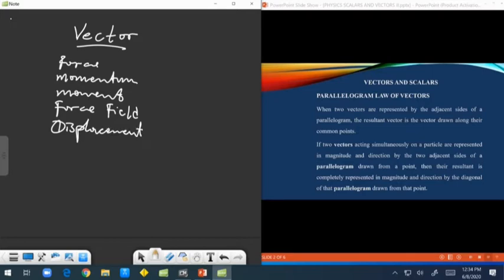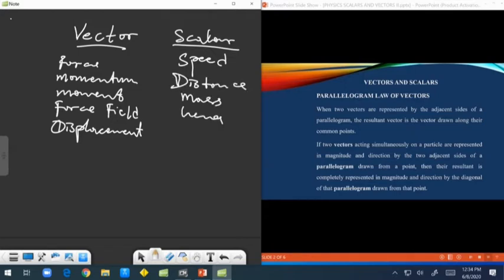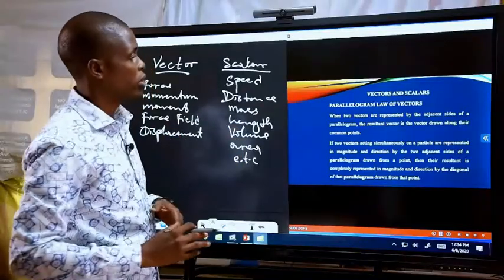Then we also have the other one which we call the scalar quantity. A scalar quantity is a quantity that has only magnitude but no direction. Examples of scalars are speed, distance, mass, length, volume, area, and so on. So these are examples of vectors and scalars.